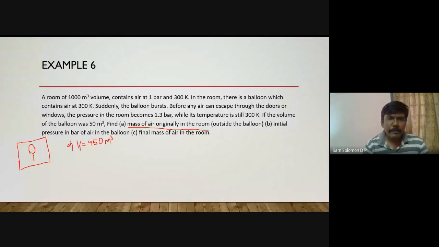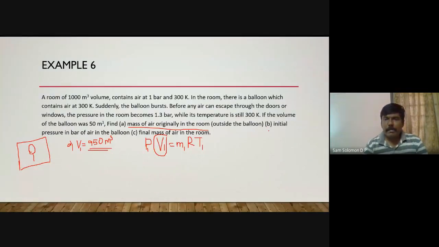We called that volume the initial volume, so that is V1. And it is the simple ideal gas equation of state, which is P1 V1 equal to M1 R T1. You know the value of the pressure, the temperature, and the volume, and R for air is 287. So you can get the mass of air originally in the room. The only thing you have to concentrate on is this V1, because you are excluding the balloon. So the volume is 950. If you substitute the values, you will get the value of M1. That is quite simple.